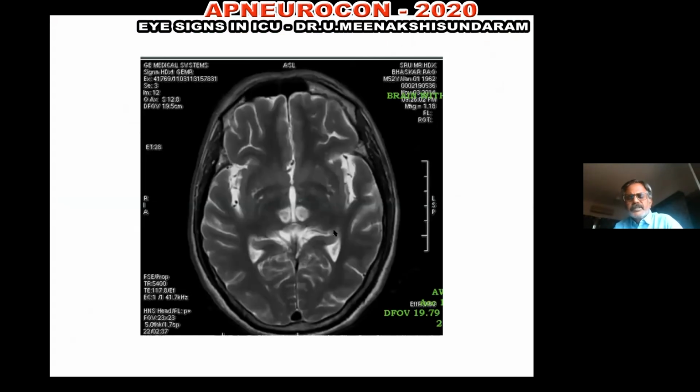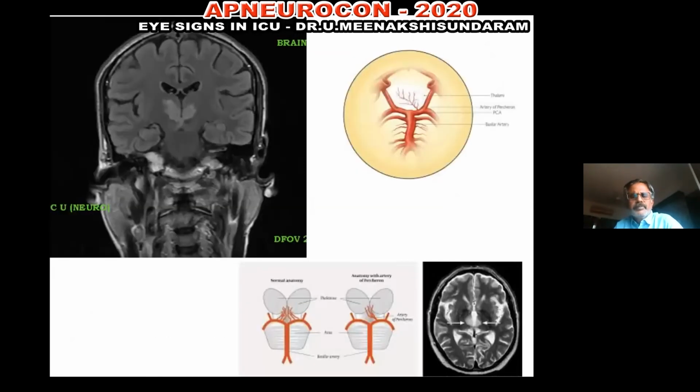Now, when you see this artery, I was listening to Dr. Netravati in the morning and she was showing an MRI like this. When you see lesions like this, there are a lot of differential diagnoses, but this man had an artery of Percheron infarction. Now, for patients who had an artery of Percheron infarction, we'll look at his eyes.